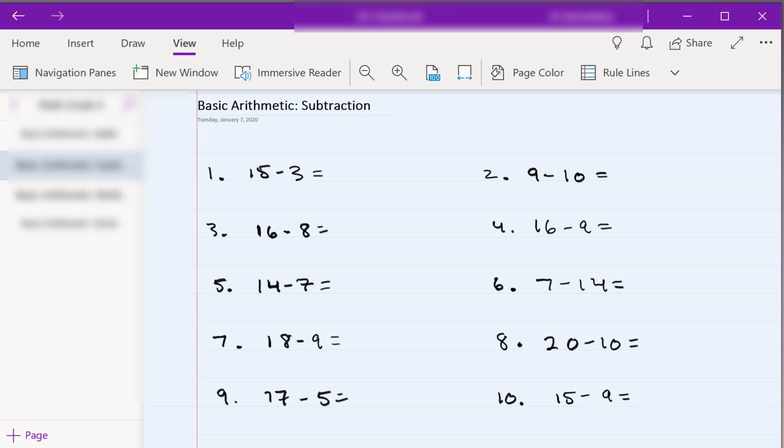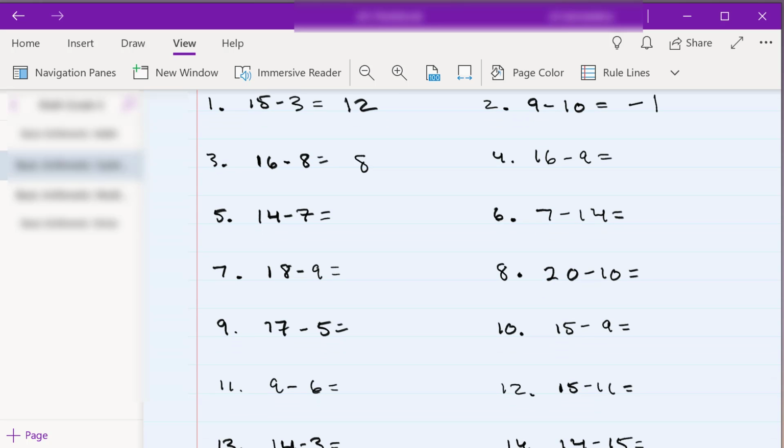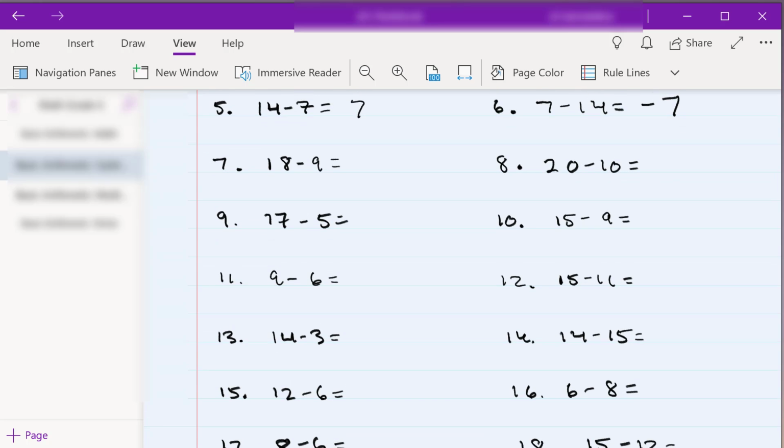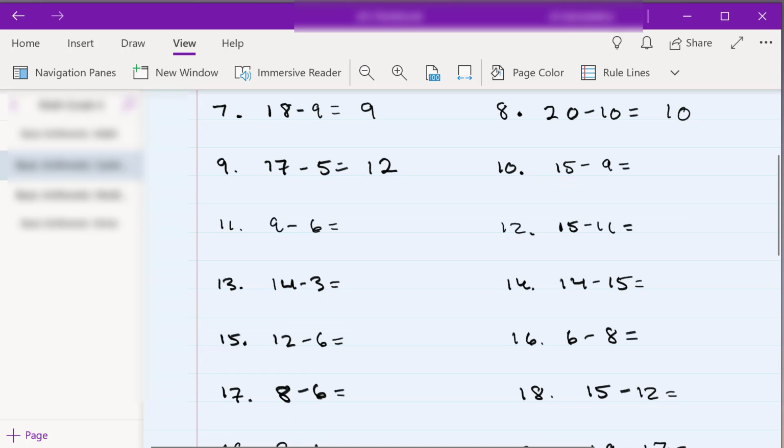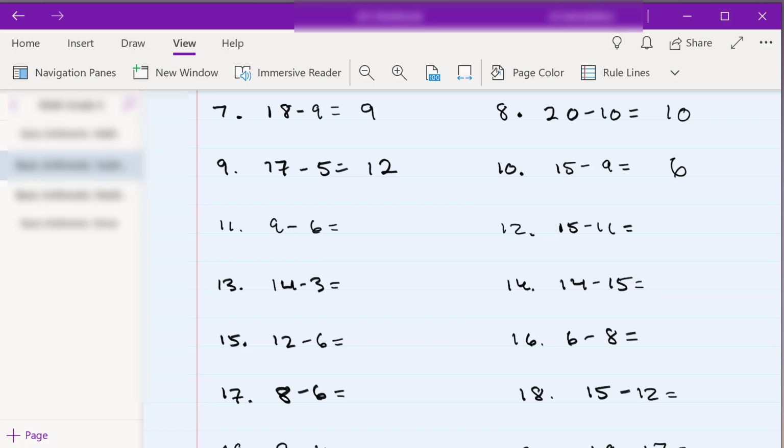15 minus 3 is 12. 9 minus 10 is minus 1, or also you can say negative 1. 16 minus 8 is 8. 16 minus 9 is 7. 7 minus 14 is negative 7. 18 minus 9 is 9. 20 minus 10 is 10. 17 minus 5 is 12. 15 minus 9 is 6.